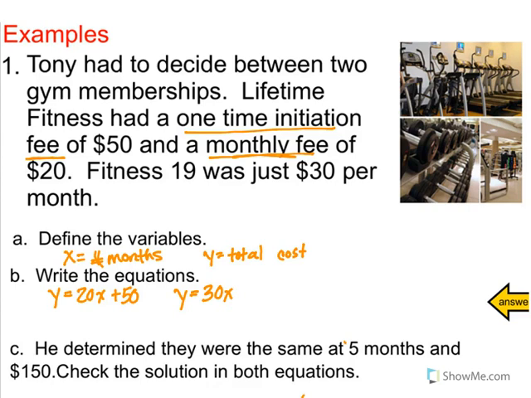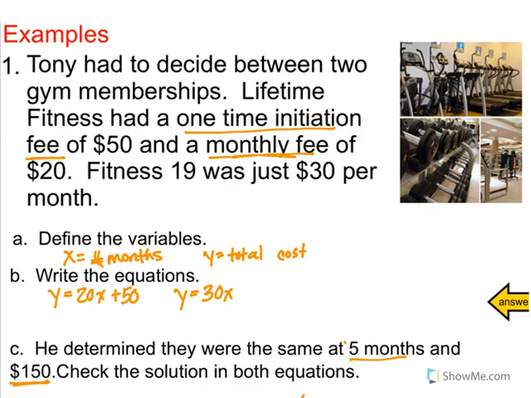All right? Okay, so he determined that they were the same at 5 months and $150. So you want to check this. 5 months, $150. Okay, well this gives me a clue that my variables were right, because months was x and dollars, which is cost, was y, so we're good there. But I want to check it in both equations just to make sure that we wrote the equations correctly.